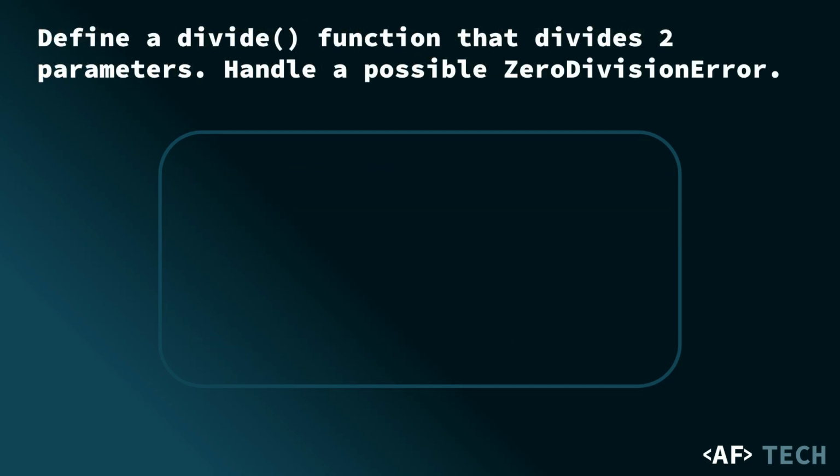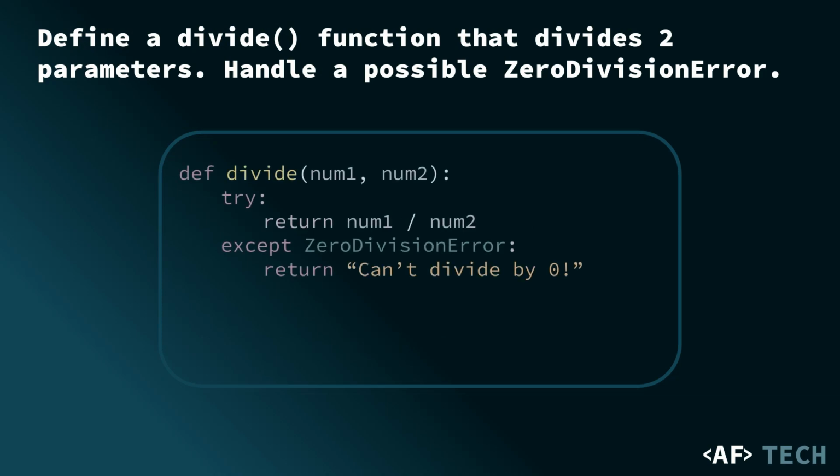Define a divide function that divides two parameters. Handle a possible zero division error. So here we'll define divide, pass in two parameters. We'll try to return the divided value of num1 and num2, but if you get a zero division error, then just return can't divide by 0.